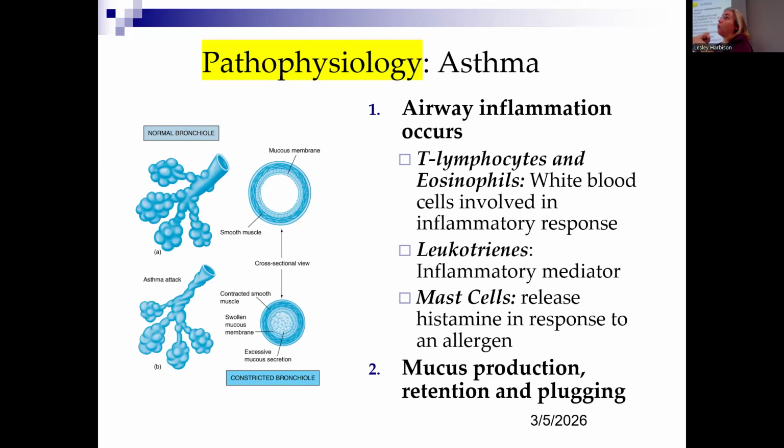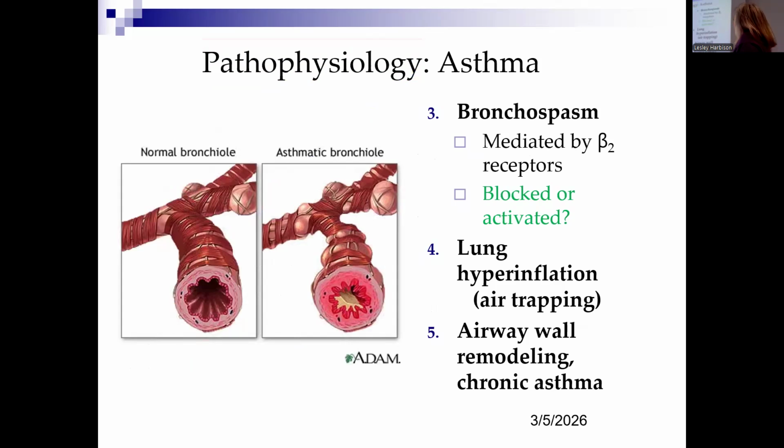The whole lumen of the airway gets shrunk down and coated and thickened. You get a lot of swelling and constriction. You can see the difference there. And then the next steps, 3, 4, and 5, we have bronchospasms, and that's that really squeezing feeling in the chest. It would be very scary, especially if it's a severe asthma attack, mediated by the beta-2 receptors.